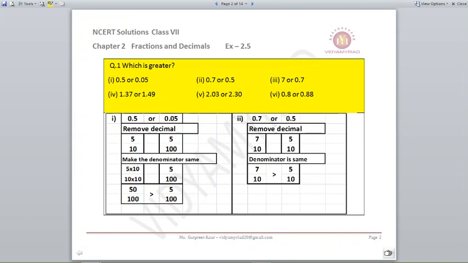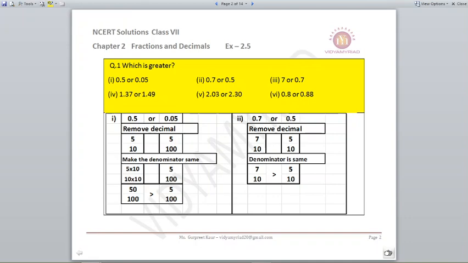Now count the number of digits which is after the decimal. That number of zeros you will put into the denominator. So 0.5 will become 5 upon 10. There is only one digit after the decimal, 5, so that means only one zero, that is 5 upon 10. Similarly 0.05. How many digits are there after the point? 2 digits. So write it 5 upon 100. There will be 2 zeros.